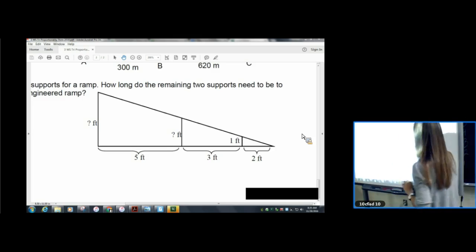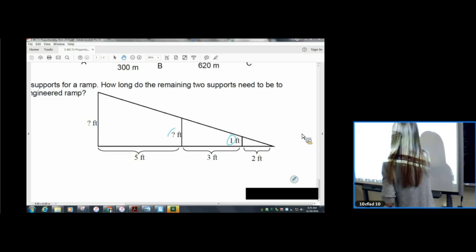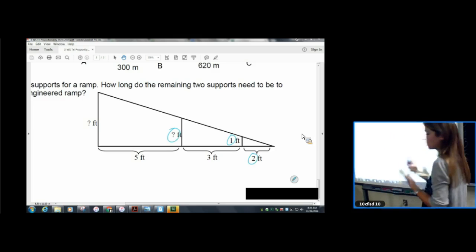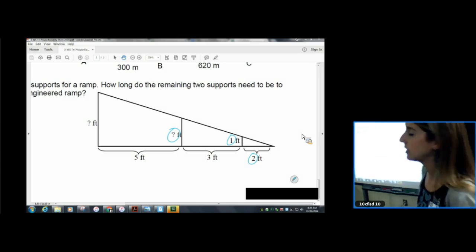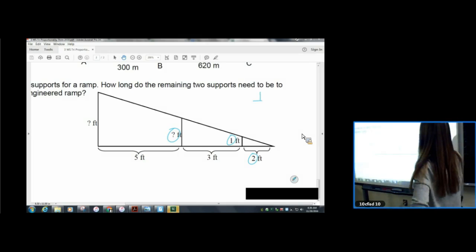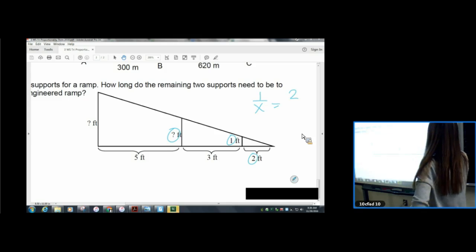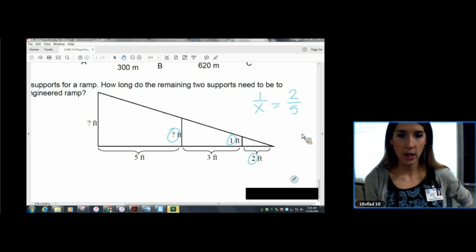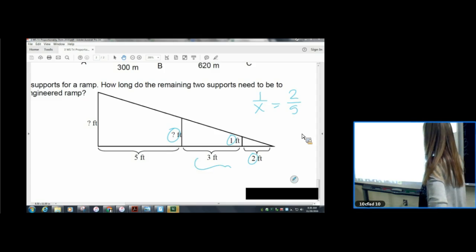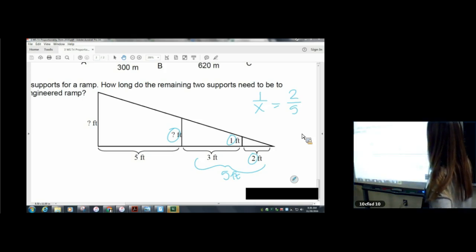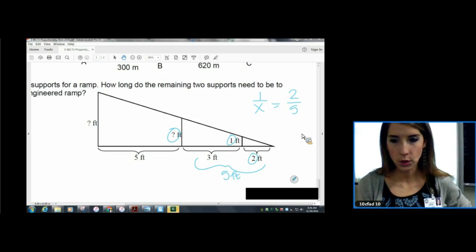So I would say 1 is to x as 2 is to, and that's where we need to be careful. If we're not going to redraw this, then we need to be careful. 1 is to x as 2 is to 5. Everyone understand where I got 5? Not from the other part of the diagram, but from 2 plus 3. So you cross multiply that, you get 5 halves or 2.5.